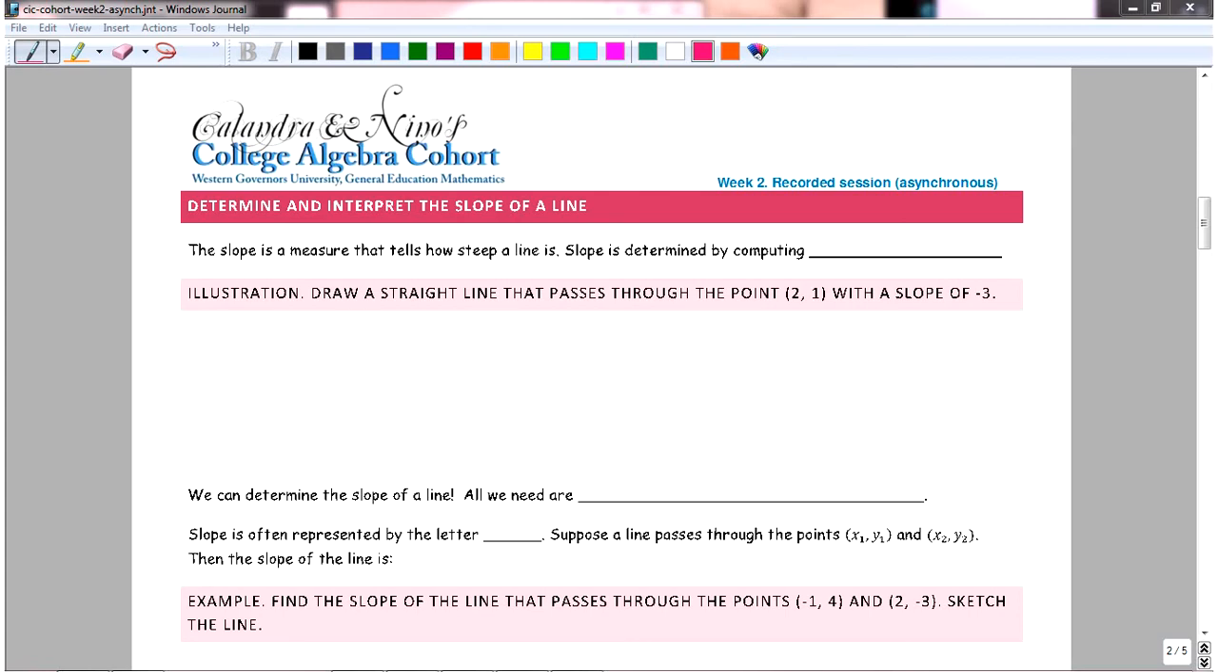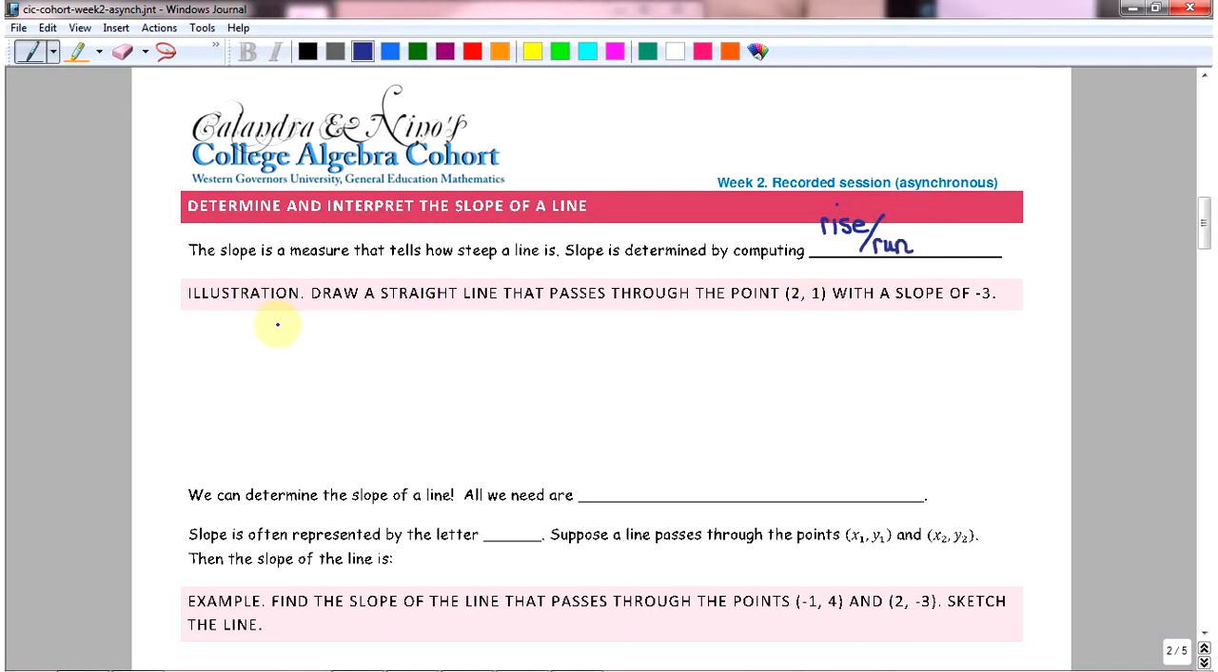The next topic we're going to look at is determining and interpreting the slope of a line. The slope is a measure that tells how steep a line is. Slope is determined by computing the rise, meaning how far up or down you go, and you divide it by the run, how far left or right you go.